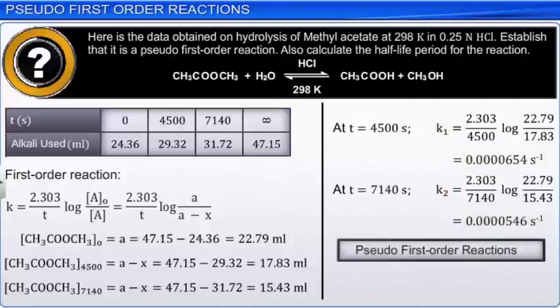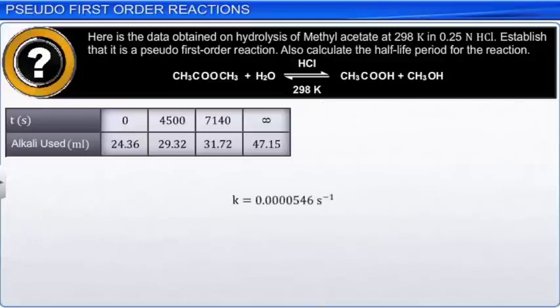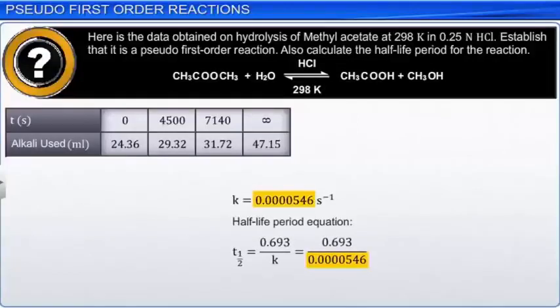In the next step, write the equation to calculate the half-life period. Substitute the value of K in the equation. On solving, we get t half as 12,692 seconds.